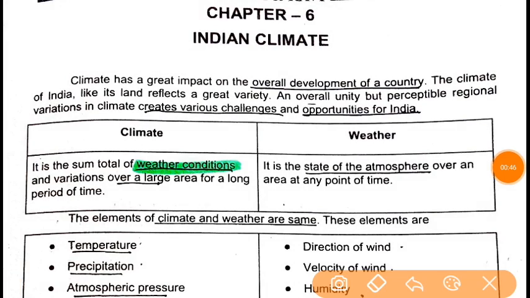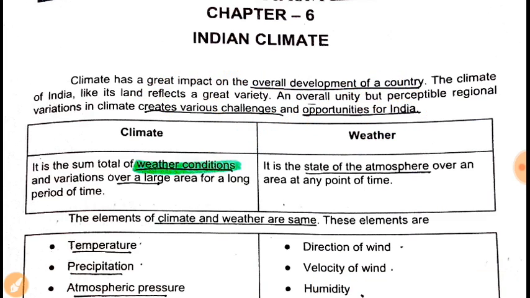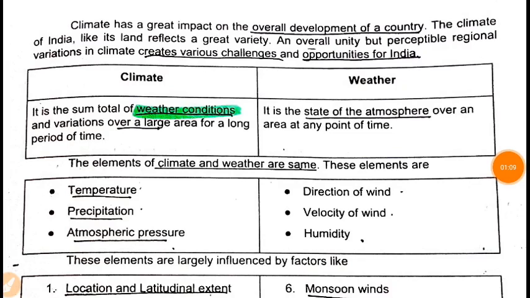Then there is a characteristic of Indian climate, that is, though we say it is tropical monsoon type climate, still it has a lot of temporal and spatial variations in it. So this provides both challenges as well as opportunity for India from the climatic side. Then first of all, the difference between weather and climate. You see, friends, climate is the sum total of weather, and weather is the particular atmospheric condition at a particular time. So what you expect is climate, what you get is weather.